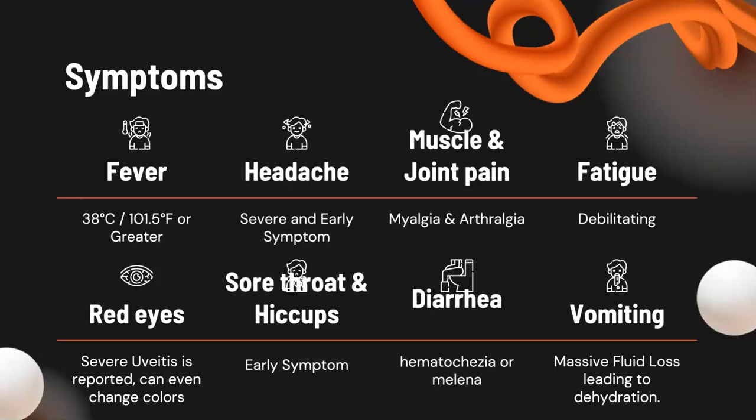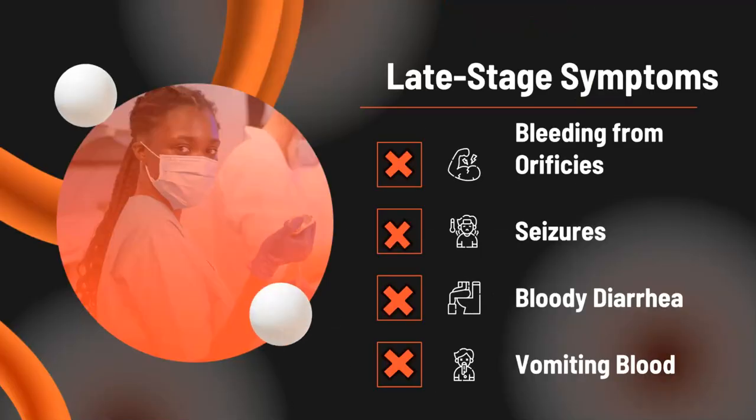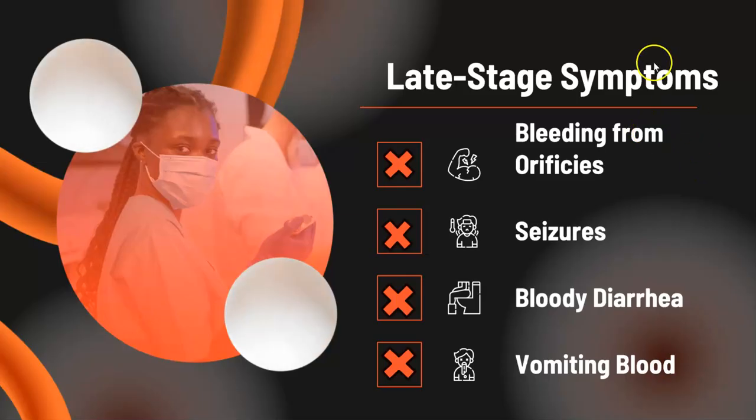One of the weird symptoms that Ebola causes is hiccups, and that is something that is usually only found in a more severe case of the disease. The late stage symptoms can include bleeding from various orifices of the body, and then if you've had blood draws or IVs, those can start oozing.